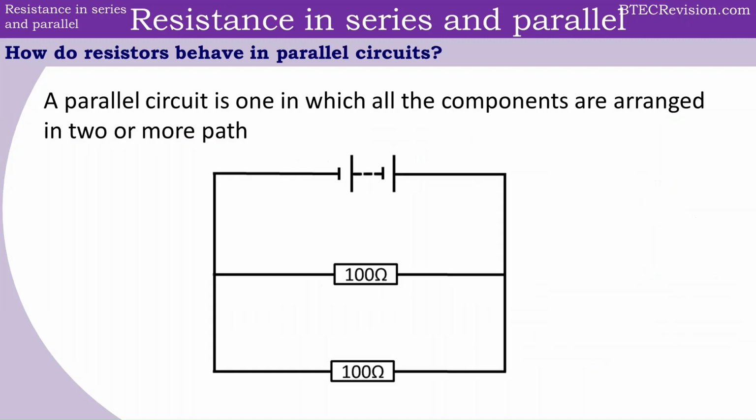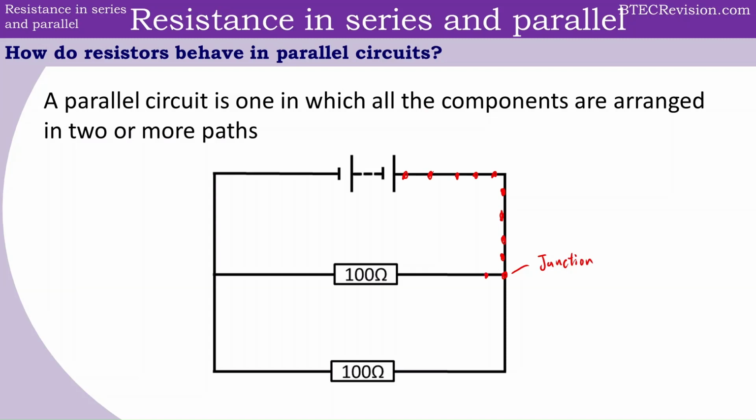Now we can look at how resistors behave in parallel circuits. But first of all, what is a parallel circuit? A parallel circuit is one in which all the components are arranged in two or more paths. Now, we can think logically how the resistance is going to behave in total. Well, if we take a look at electrons flowing in the circuit, they are going to have a choice at this place here. This place is called a junction. So this is a place where the electrons can choose another path.